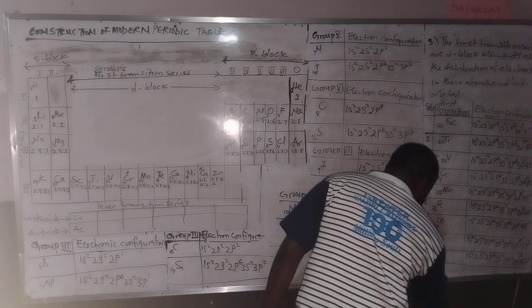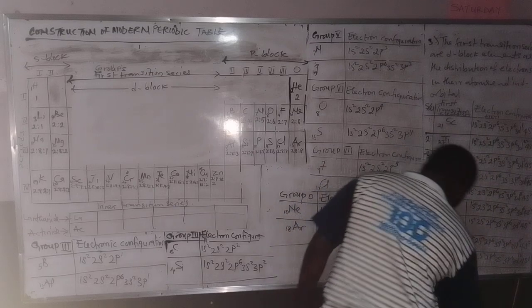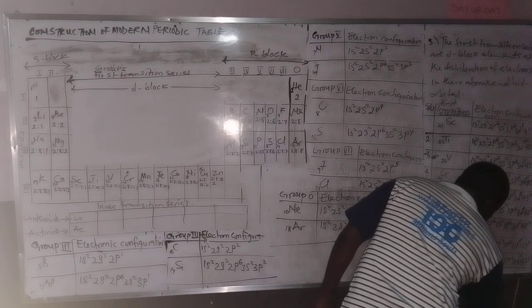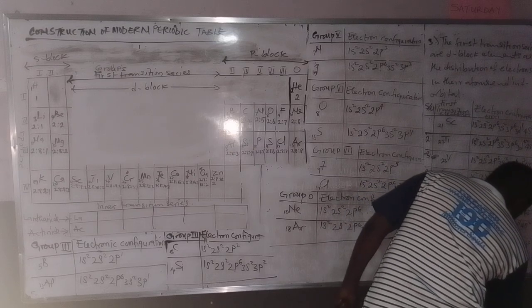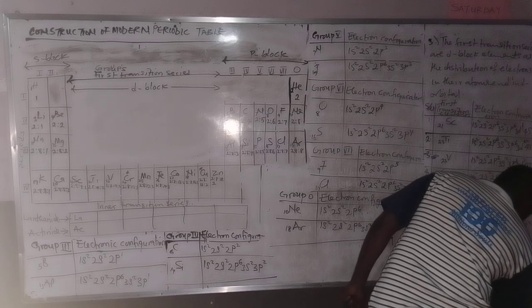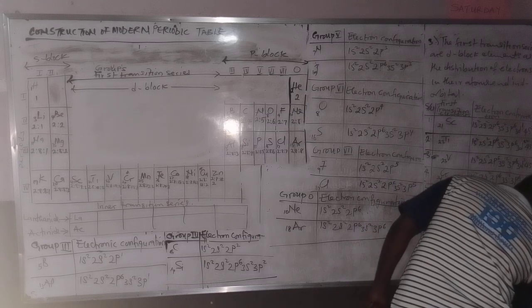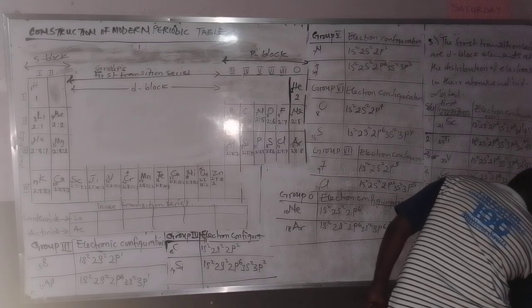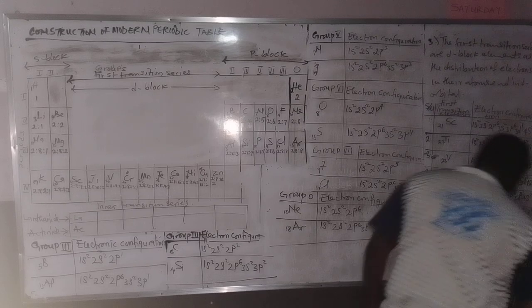Then lastly, we have zinc. Zinc, number 10, that's zinc 30. This one is 1s2, 2s2, 2p6, 3s2, 3p6. Then we have 3d, 4s2. Then the remaining 10 is put in.